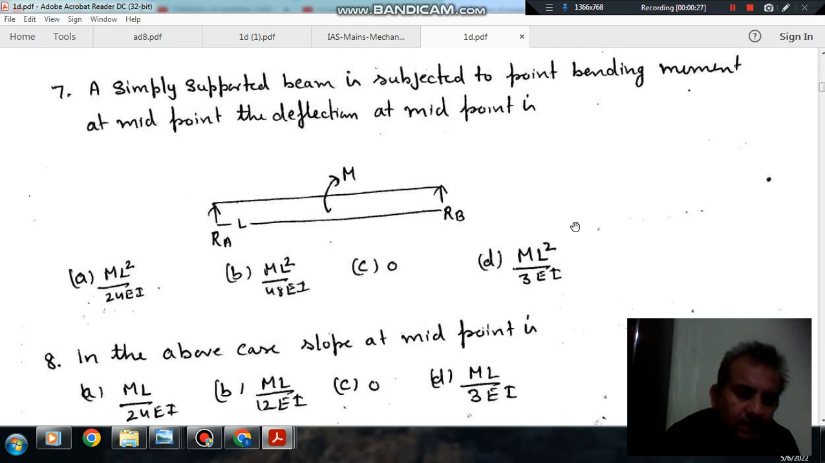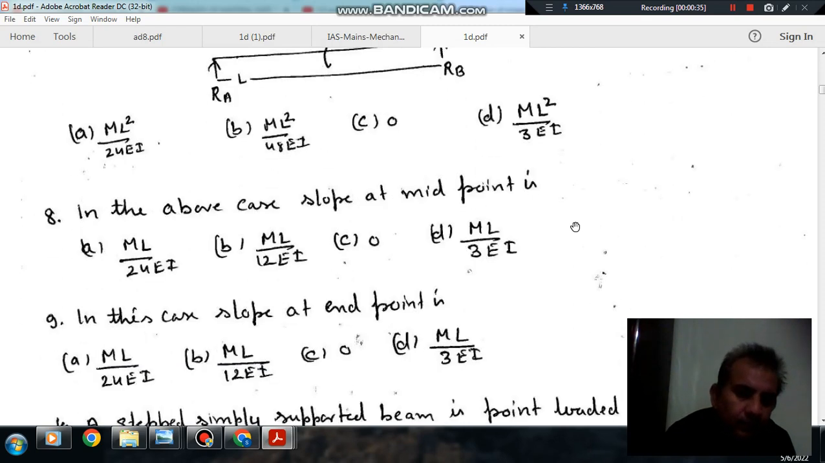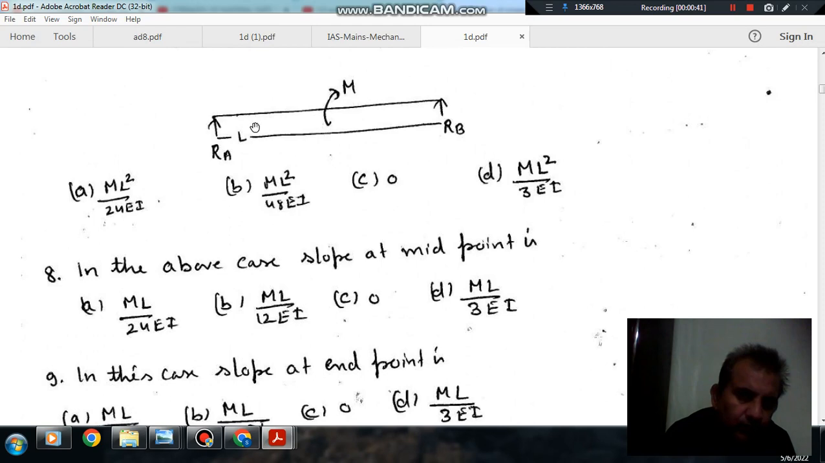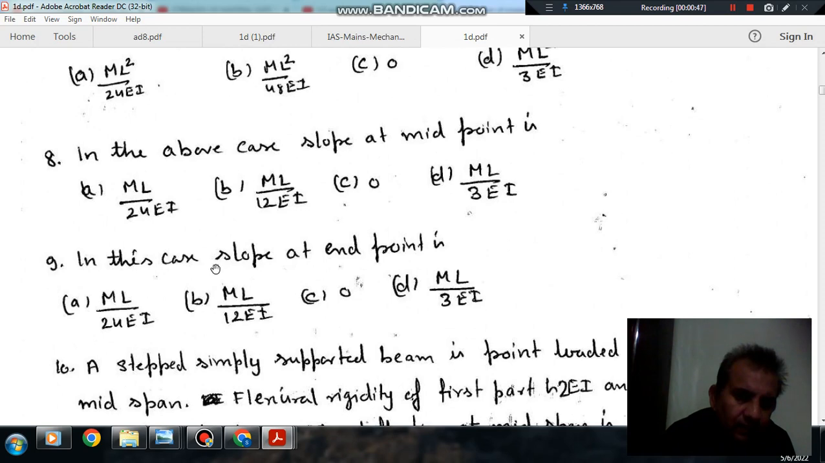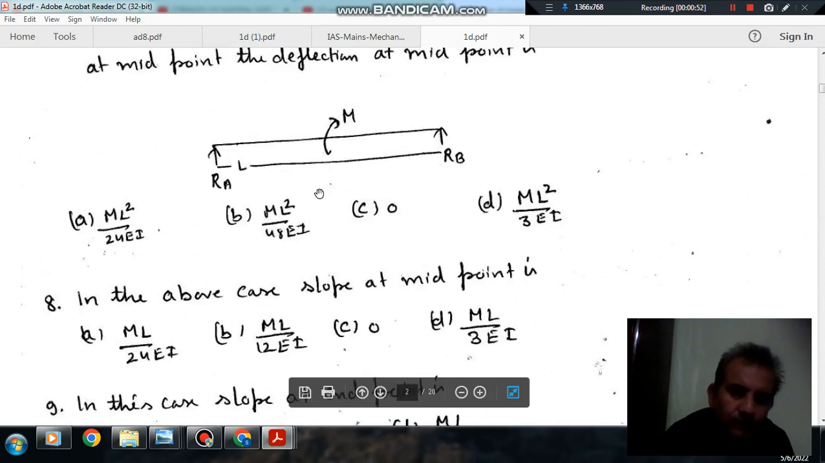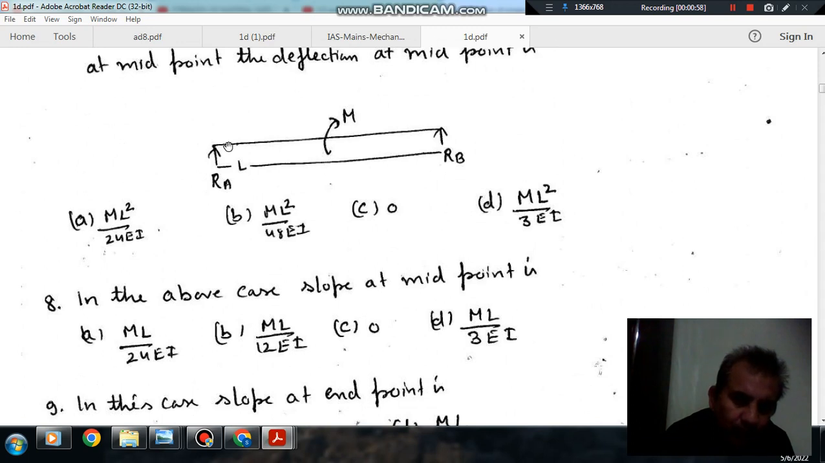Option A ml square by 24 EI, option B ml square by 48 EI, option C 0 and option D ml square by 3 EI. Question number 8 is in the above case the slope at the midpoint is, we have to find the slope. And question number 9 is in this case the slope at the end point, we have to find out slope at end point. So there are three questions. First question is the deflection at midpoint, second is slope at midpoint, and third is slope at endpoint.